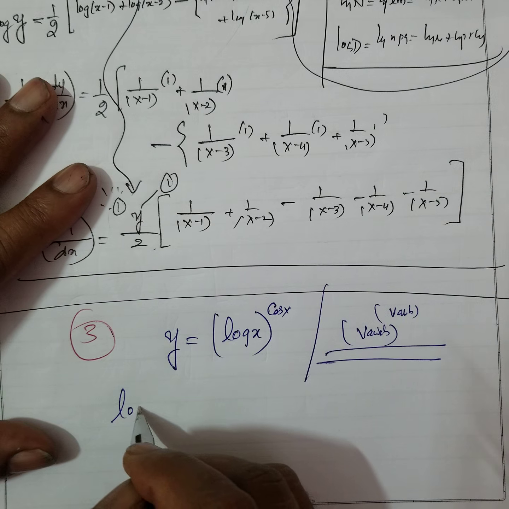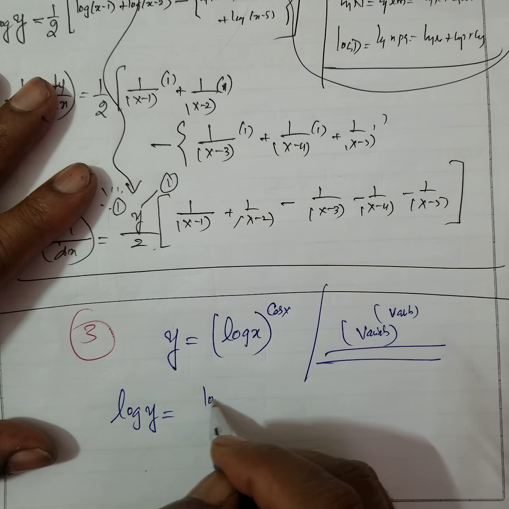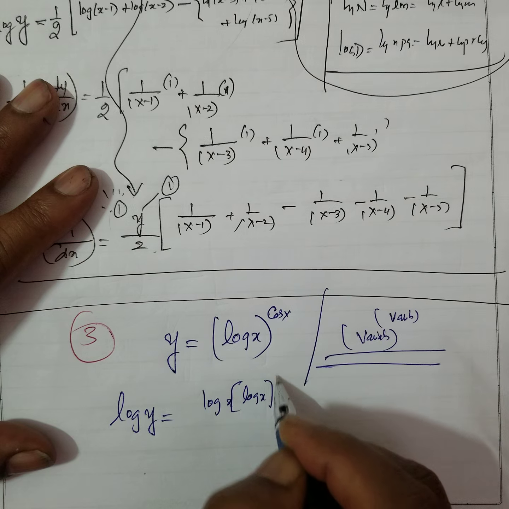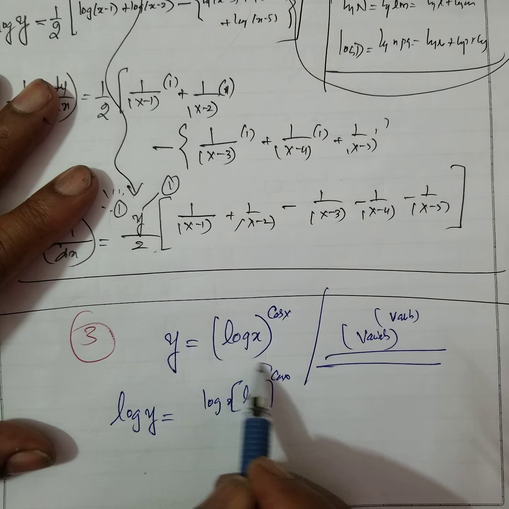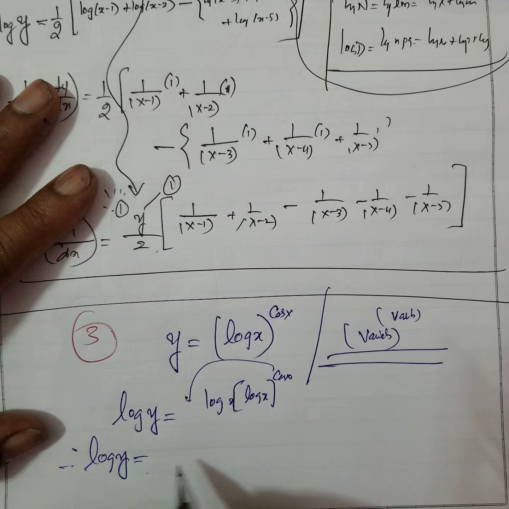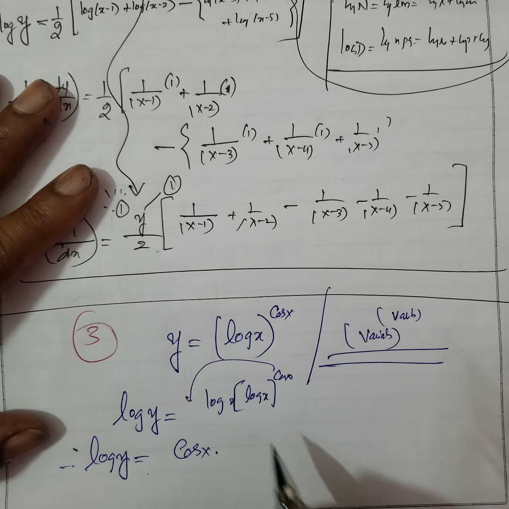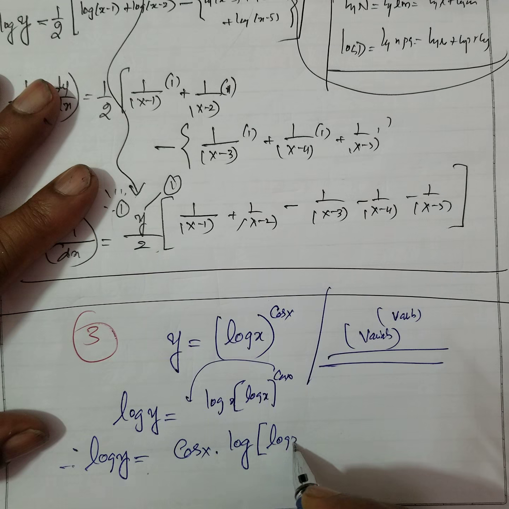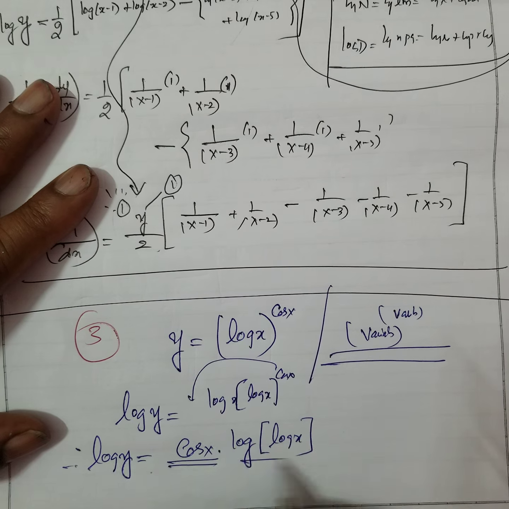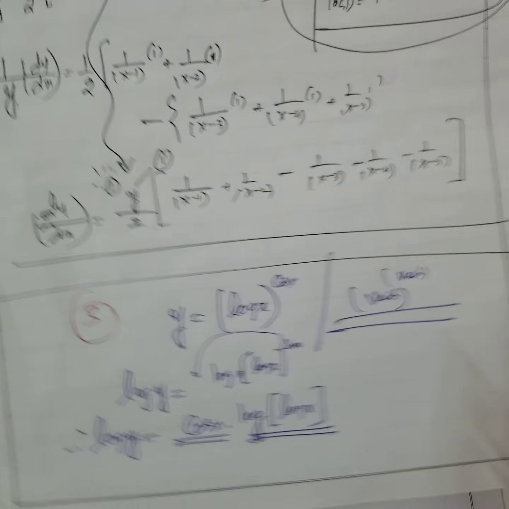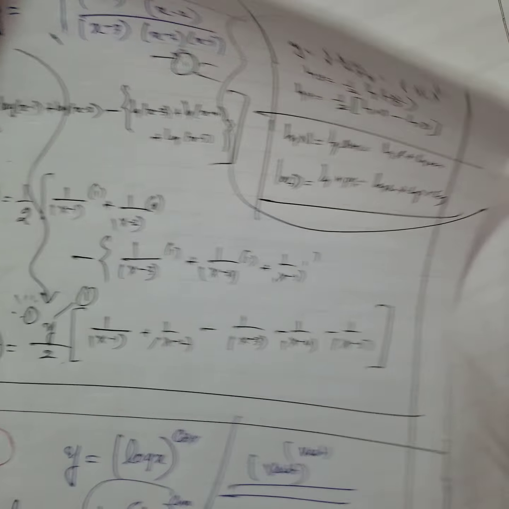Therefore, log y is equal to log of log x to the power cos x. This power will jump here. Therefore, log y is equal to cos x into log of log x. This is u into v. Now we have to start differentiating, using the u v rule.